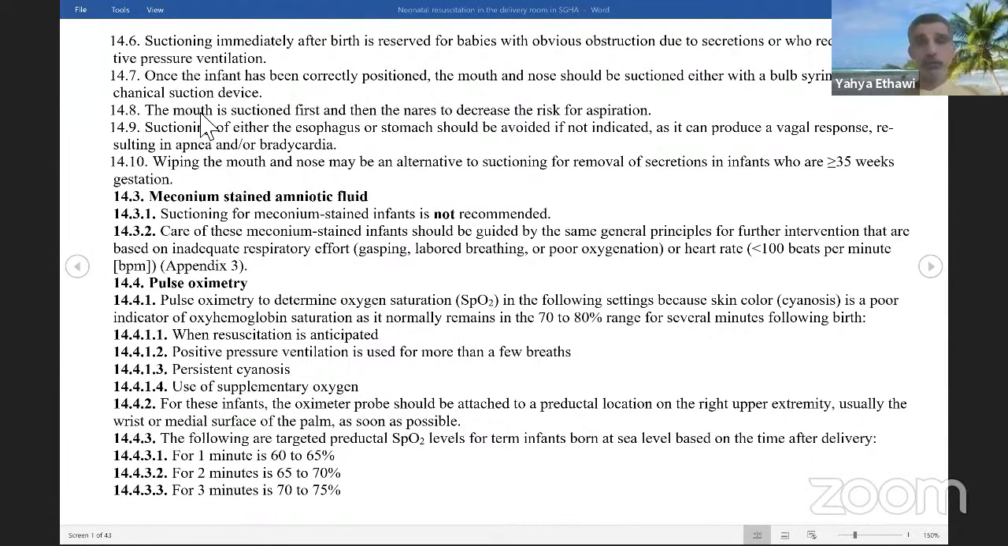First suction the mouth, because if the baby sniffs, the secretion will block the upper airway. And then suction the nose. Suctioning of either esophagus or stomach should be avoided if not indicated, so as not to produce a vagal response and result in apnea and bradycardia. Remember that. You can wipe the mouth and the nose from the secretion.